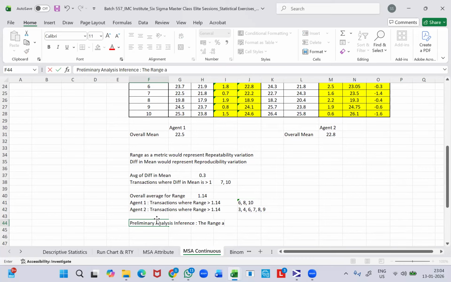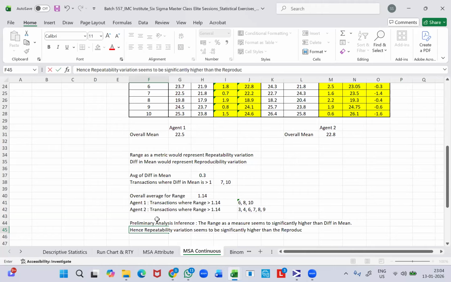The range as a measure seems to be significantly higher than differences in mean. Hence, repeatability variation seems to be significantly higher than the reproducibility variation. Right? So this is the preliminary analysis result.